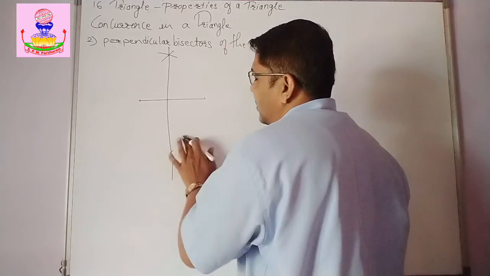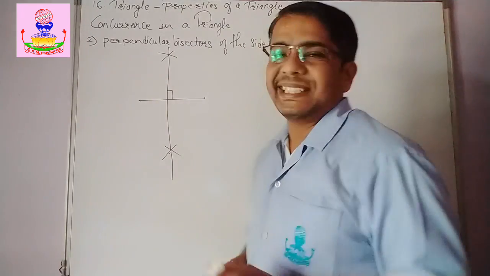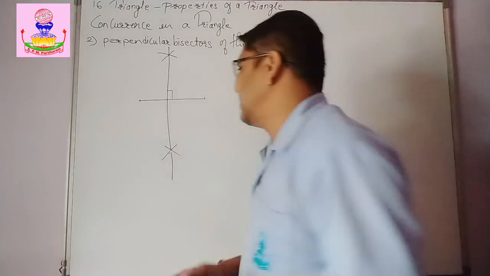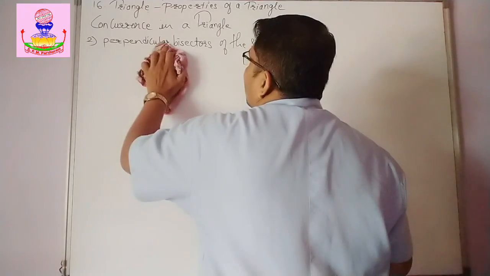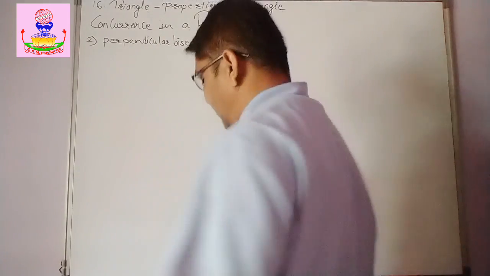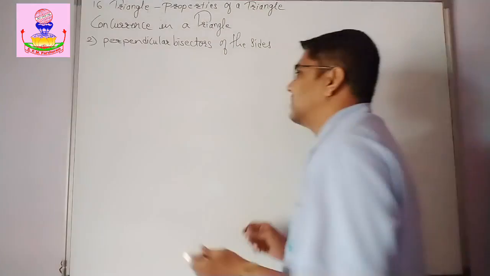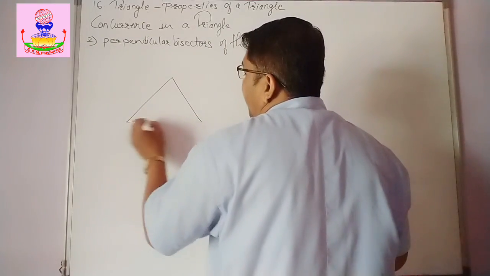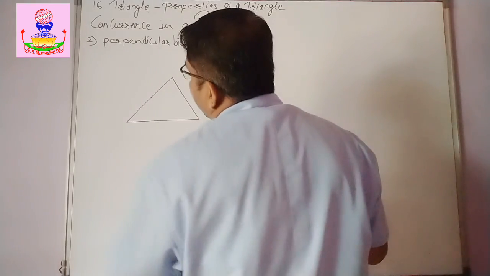Okay, and I can draw the perpendicular here like this. I can join these arcs. So this becomes the perpendicular bisector. We have learned this. Same way we can draw the perpendicular bisectors of the triangle. A perpendicular segment which divides the side of a triangle into two equal parts is called the perpendicular bisector. Okay, now see here.